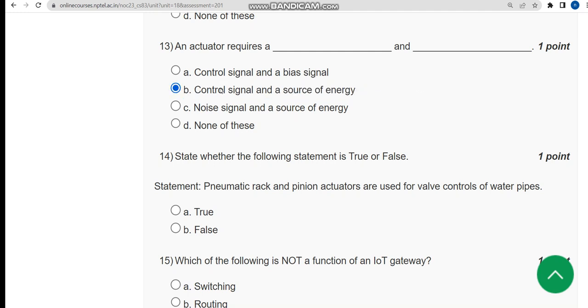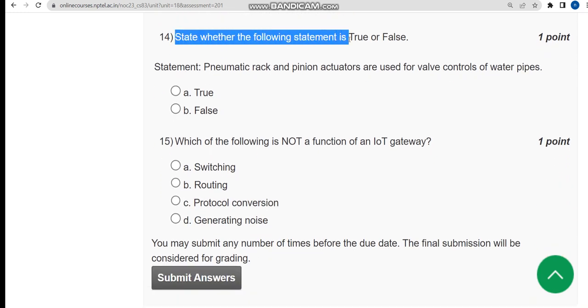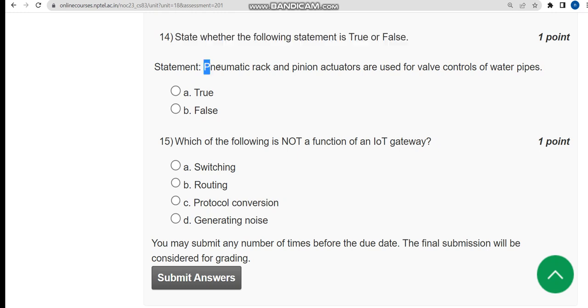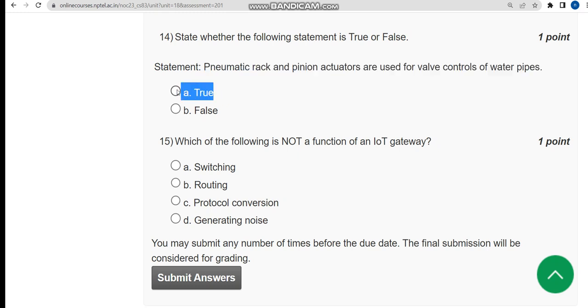Next, let's move on to the 14th question now. State whether the following statement is true or false. So the statement is pneumatic rack and pinion actuators are used for valve controls of water pipes. The answer is option A, true.